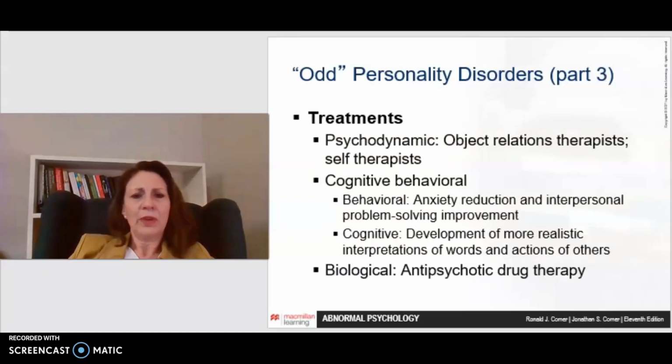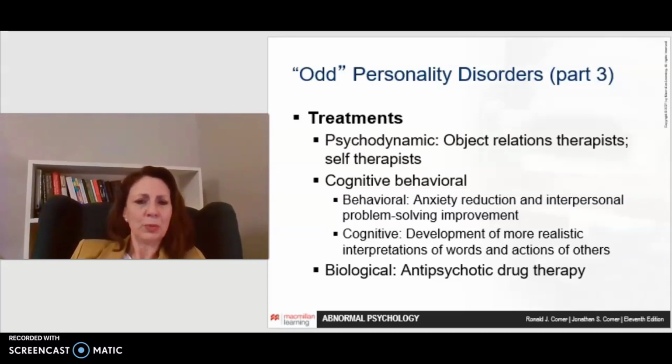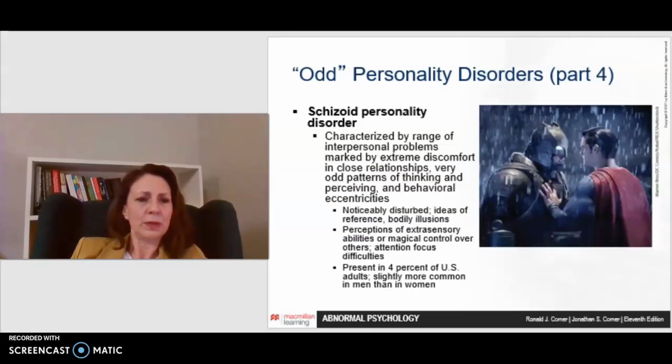The treatments involve the psychodynamic approach and also the cognitive behavioral approach. In that group, people will look at anxiety reduction and interpersonal problem-solving improvement, and they will also try to develop more realistic interpretations of the words and actions of others in the client. The biological group, of course, has antipsychotic drug therapies.